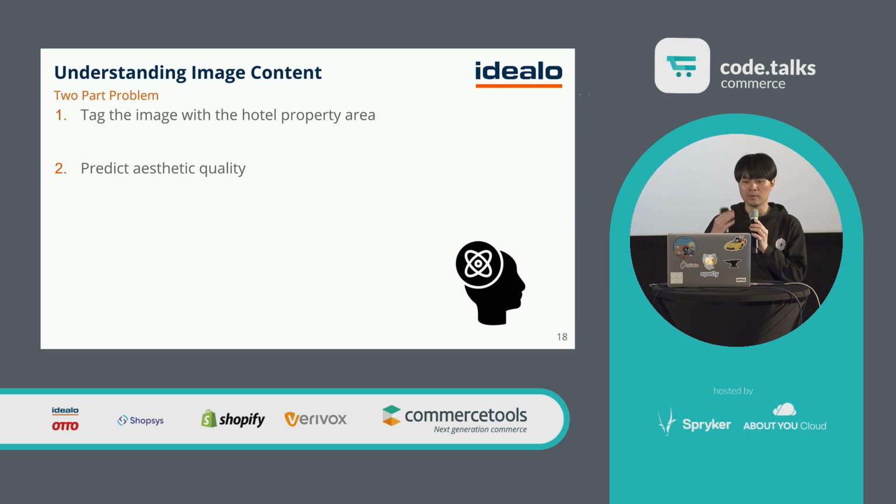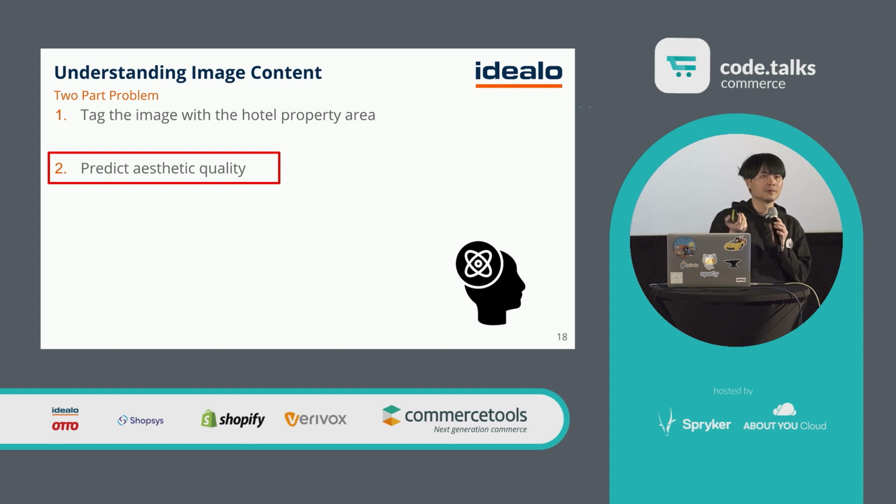The first part is you basically take the hotel images according to the hotel property area, and the second is you want to predict the aesthetic, right? So aesthetic in terms of beauty. We actually solved both of the problems, but today I just want to present the second part because I think the first part is very simple. We have a very simple solution for this already, and the second part is more difficult because trying to teach a computer to understand beauty is not very easy, because it's also very difficult for us, right?